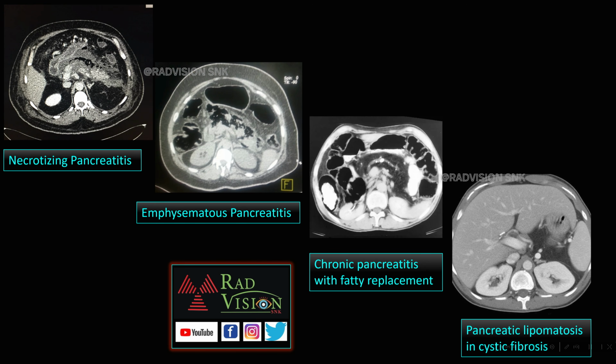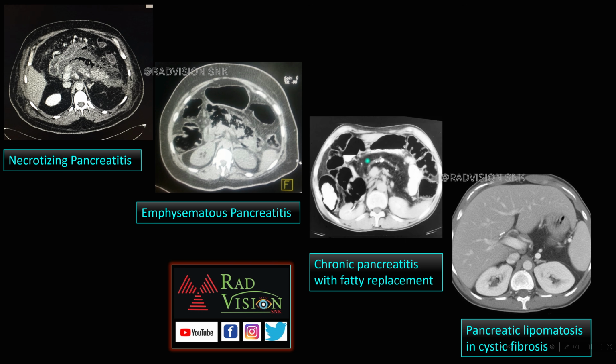Next, these are the 4 different cases of pancreatitis. Here you can see the pancreas is enlarged, edematous, with adjacent fat stranding and also acute fluid collection, and there are a few air foci, and multiple hypoenhancing areas replacing the head, body, and tail of the pancreas. So this is a case of necrotizing pancreatitis. Here the pancreas is also enlarged and edematous, but there are multiple free air foci replacing the pancreas. So this was a case of emphysematous pancreatitis.